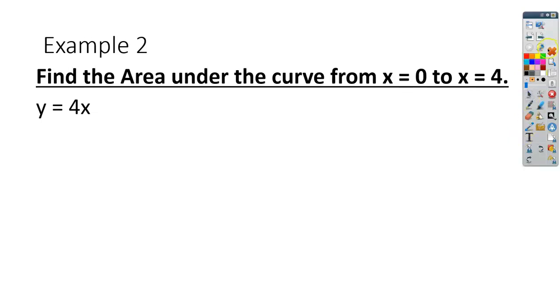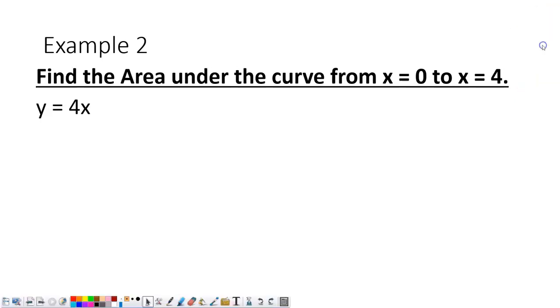So I'm going to use the fundamental theorem of calculus to find the area underneath this curve. Here we go. I'm going to integrate my function, which is 4x. I'm going to leave the y off for now. We don't need it. I want to start at 0 and end at 4. So I want to find the area from x equals 0 to x equals 4, and that's where they go. Okay, so the first thing I'm going to do is integrate this.